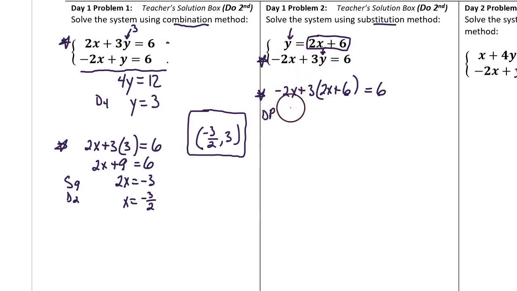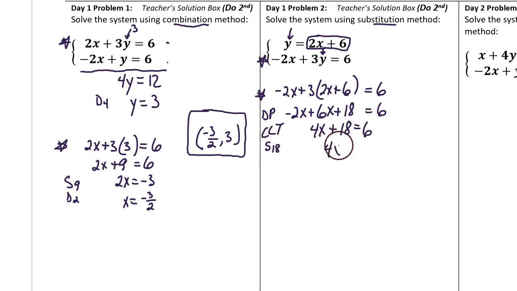Do the distributive property. 3 times 2x is positive 6x. 3 times 6 is positive 18. Now combine like terms. Negative 2x plus 6x is 4x. Now subtract 18. 4x equals negative 12. And divide by 4. X equals negative 3.